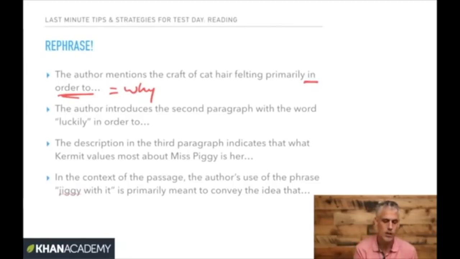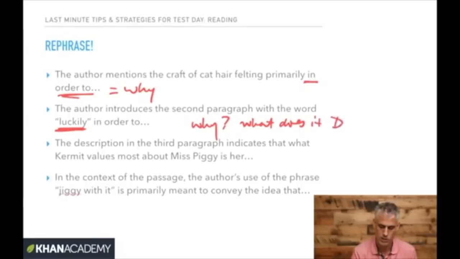Let's look at the next one. The author introduces the second paragraph with the word luckily in order to. I would rephrase this saying, what does luckily do? Why is it there? What does it do? What is the function or purpose of the word luckily? Okay, go back, you answer it in your own words, cross out the ones that don't match your answer.